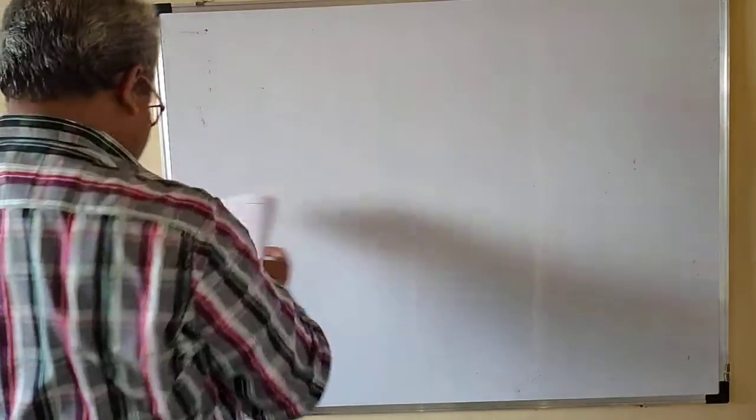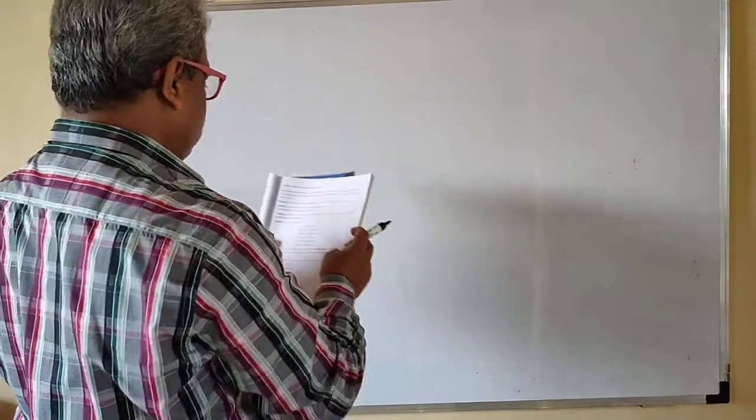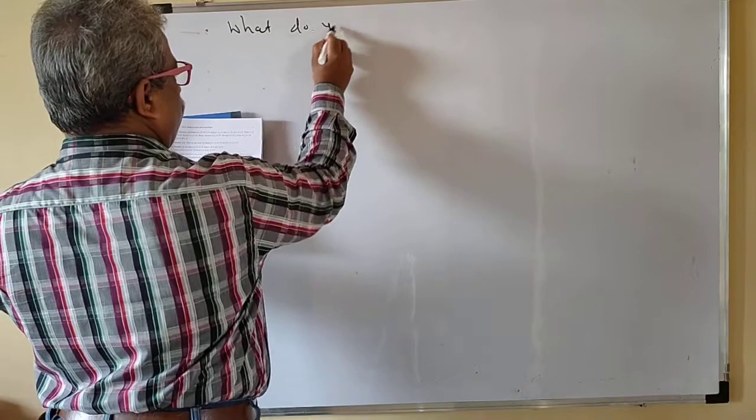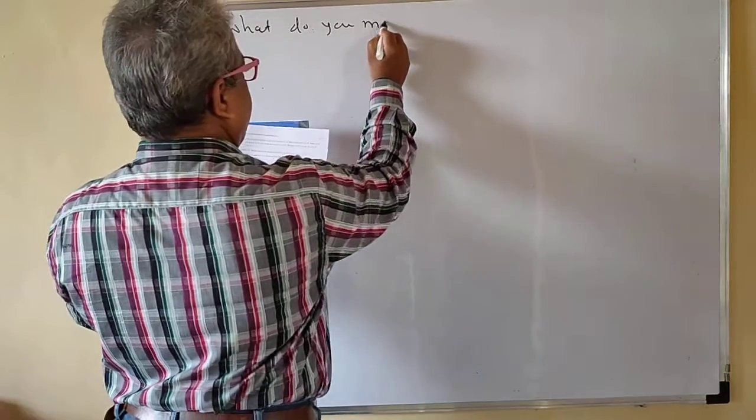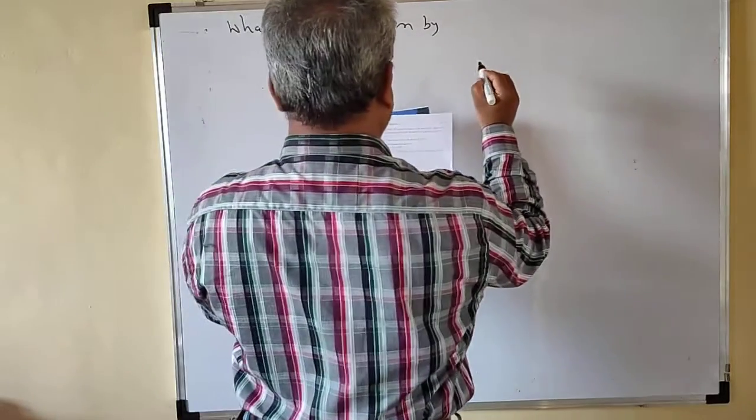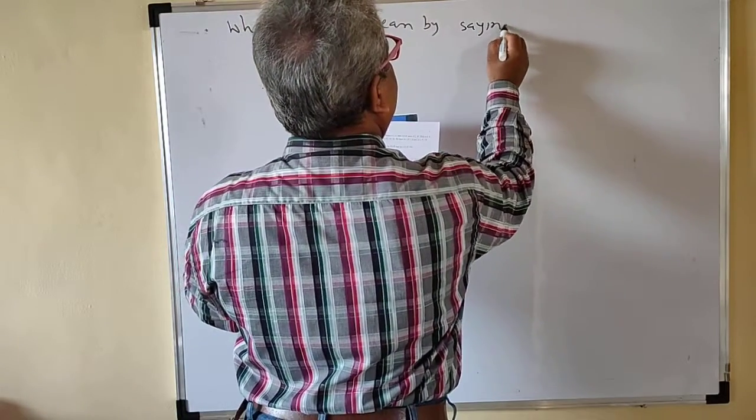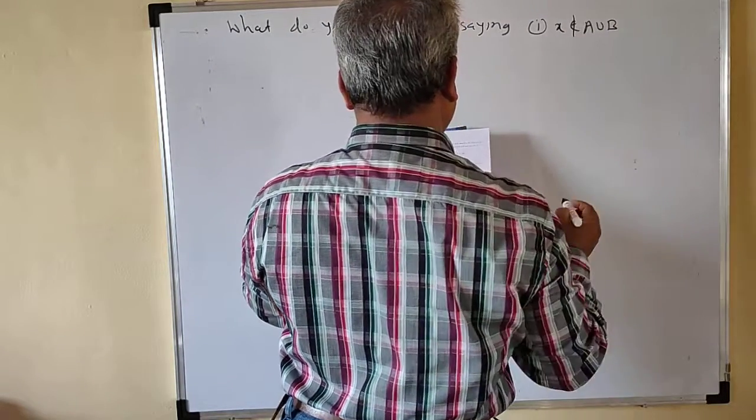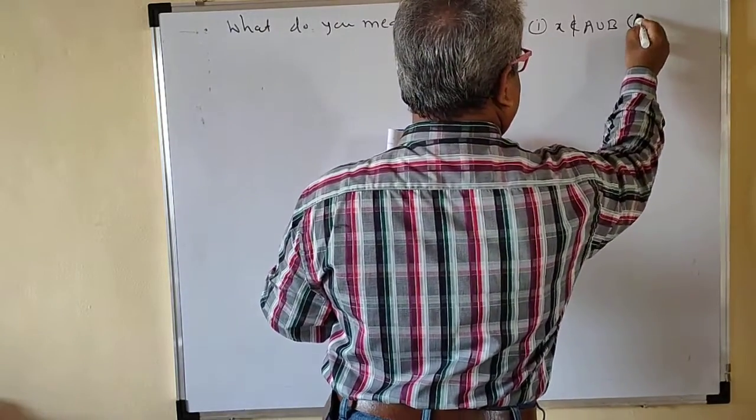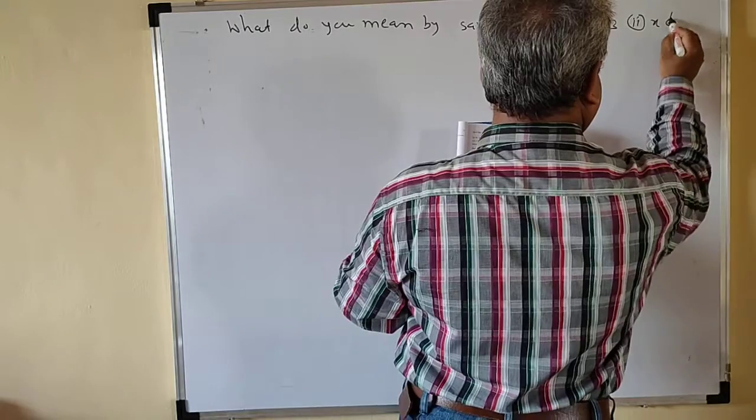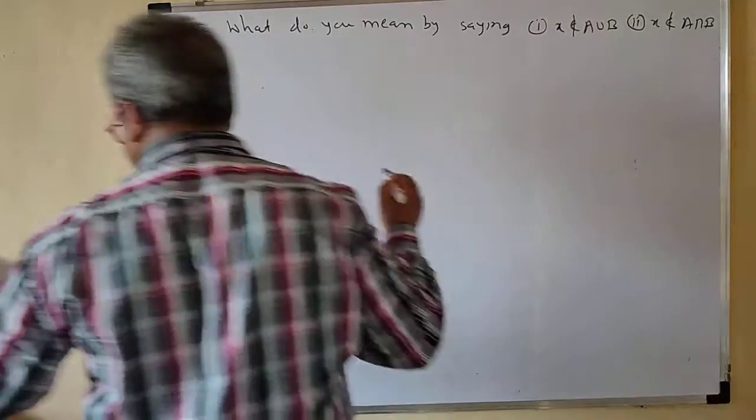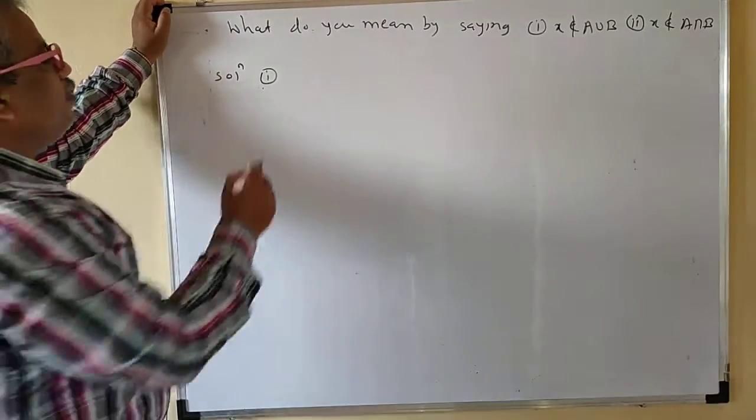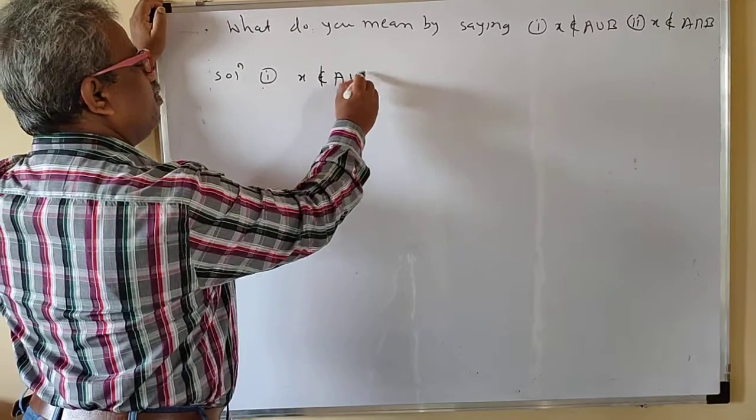We take one more problem. What do you mean by saying one, X does not belong to A union B. Second, X does not belong to A intersection B. Okay, so solution 1. X does not belong to A union B.